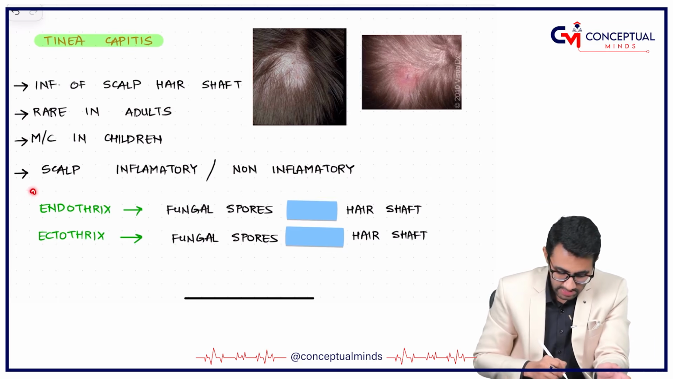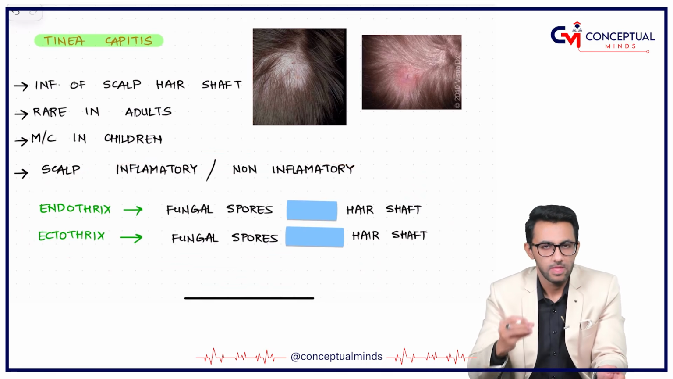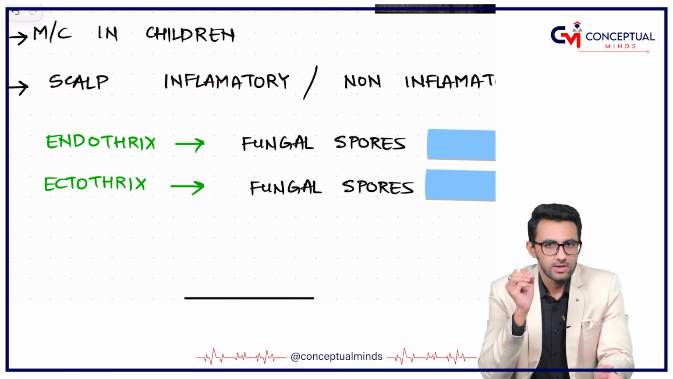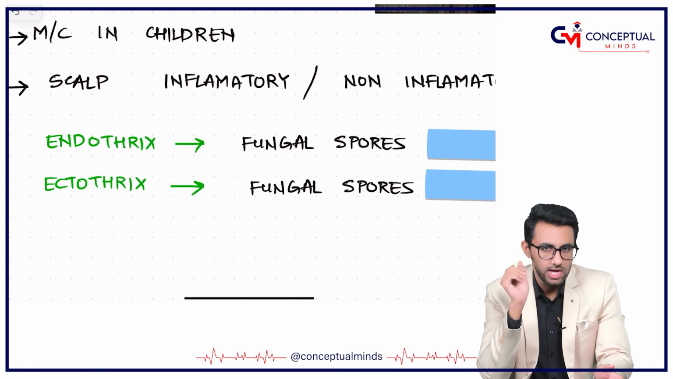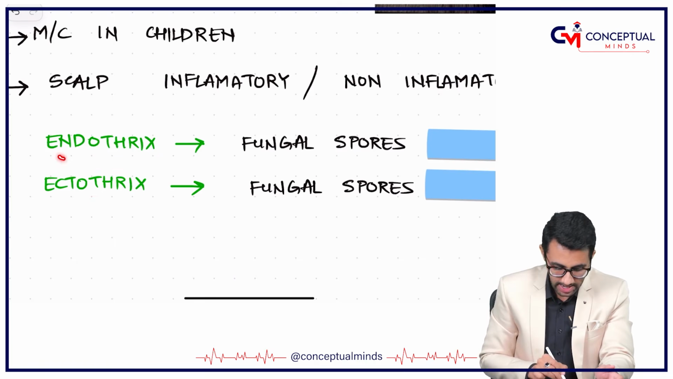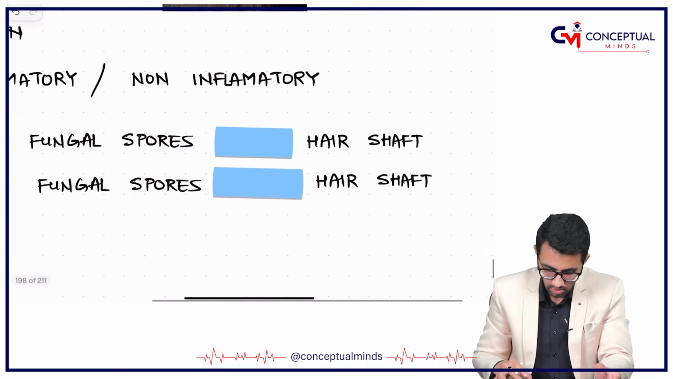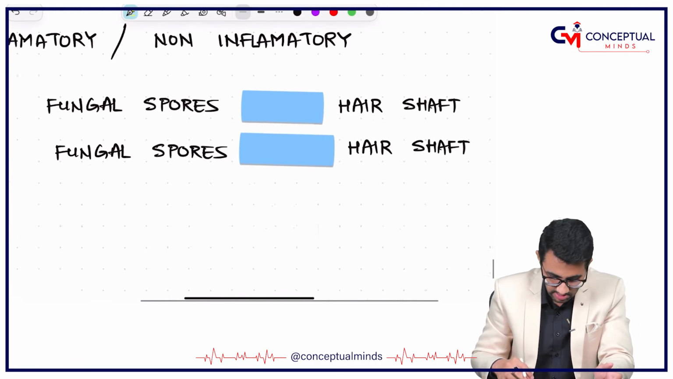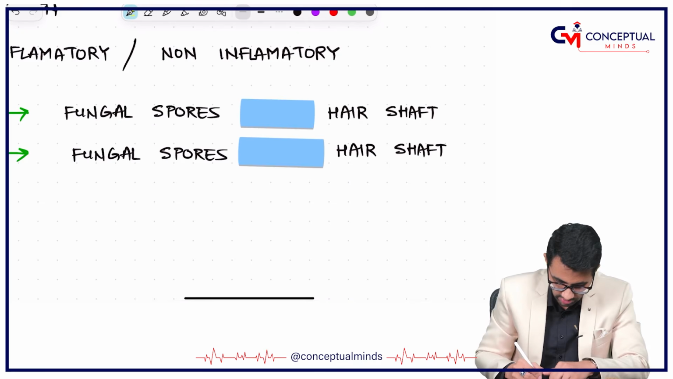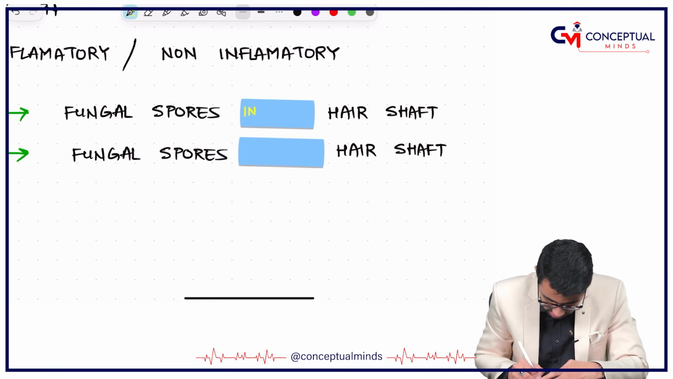Okay, and in this, if you guys remember, we did two types of presentation. The nature of the fungal spores could be either endothrix or ectothrix. In endothrix the spores were inside, yes, in ectothrix they were outside. Okay, fine. So let us just write that real quick. In fungal spores, in endothrix it is inside, and over here it is outside.